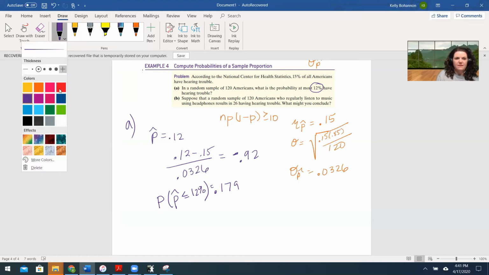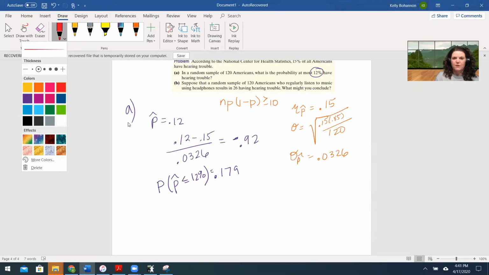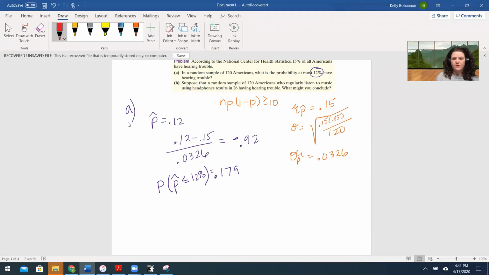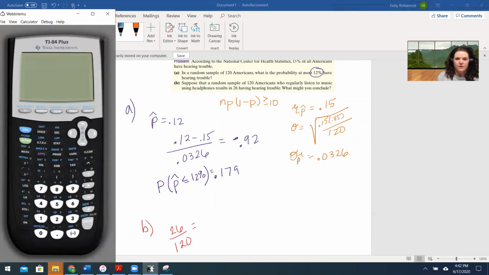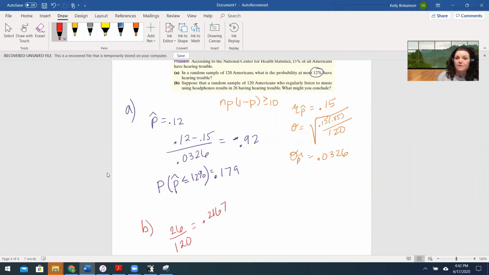Now for B. Suppose that a random sample of 120 Americans who regularly listen to music using headphones results in 26 of them having hearing trouble. What might you conclude? In this case, because we're using our 120, I would do 26 divided by 120. That gives me the percentage of people in my sample that actually have hearing trouble. 26 divided by 120 is 0.2167. That's my P hat.